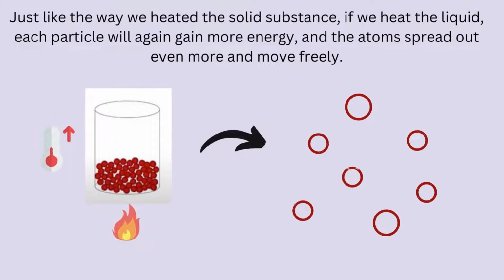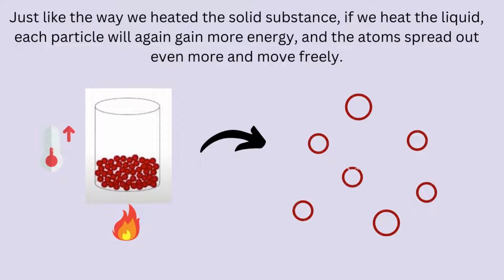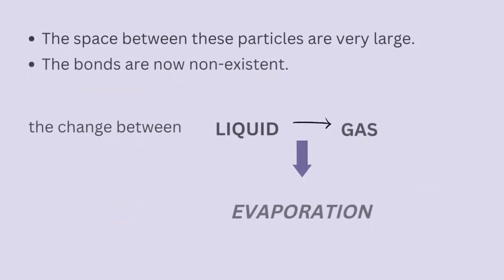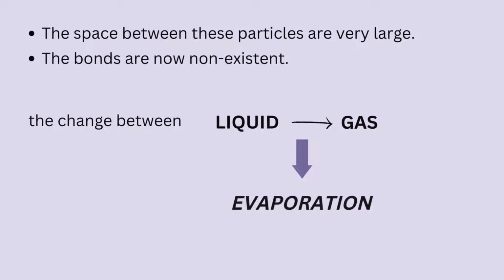Just the way we heated the solid substance, if we heat the liquid, each particle will again gain more energy and the atoms spread out even more and move freely. The space between these particles is very large and the bonds now are non-existent. And the change between liquid to gas is called evaporation.